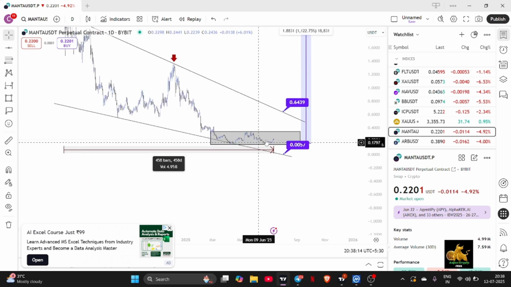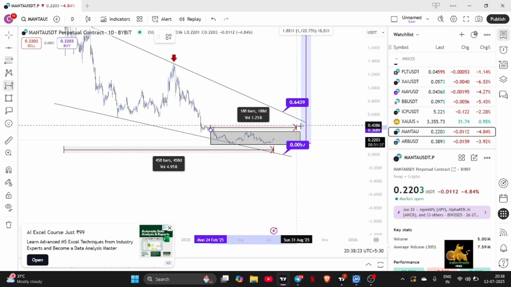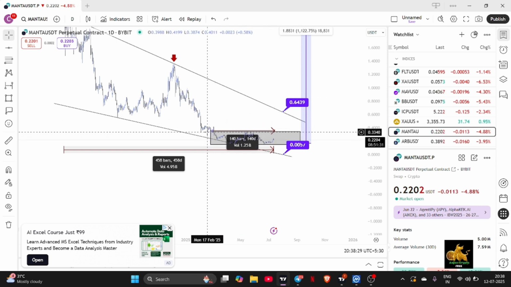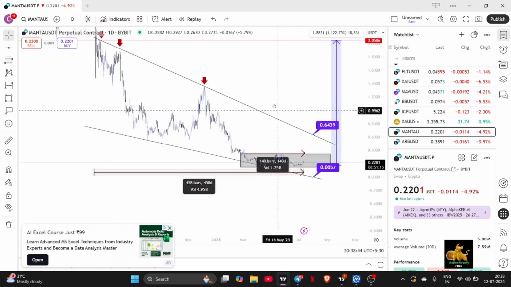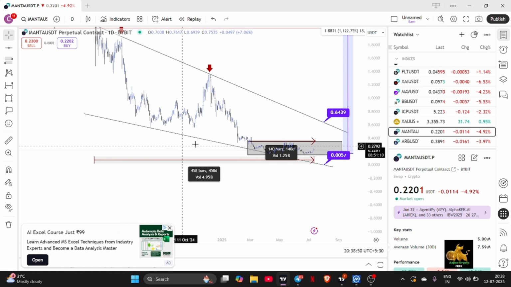But Manta is consolidating in the same range around the last 140 days. Okay, level is around 0.3390 to 0.1548. In this range, Manta has been consolidating for 140 days. Okay, and got 3 times rejection on this bullish falling wedge chart pattern, and also took 3 times support from our falling wedge support trend line.